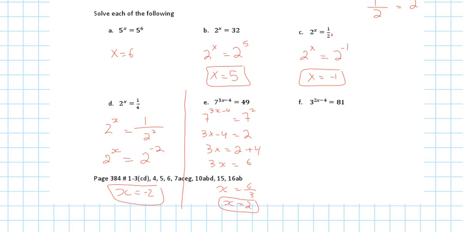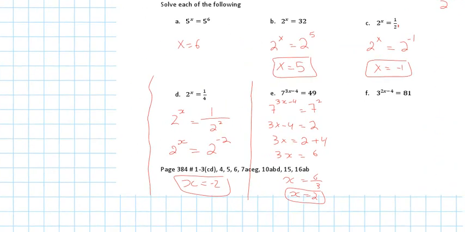Now here's a question for you. If I put 2 here, let's see. So I'm going to check my work on the side. So I'm going to put 2 here. So I have 7, 3 times 2 minus 4. And let's see if the left side is equal to the right side.